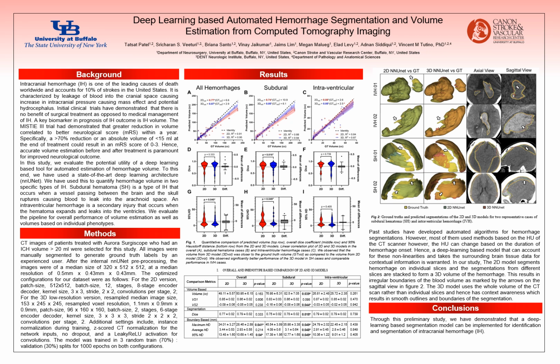And we also evaluated these two models in two different types of intracranial hemorrhage. One is the subdural hematoma, or SDH, and another is intraventricular hemorrhage, where hemorrhage leaks into the ventricles of the brain.